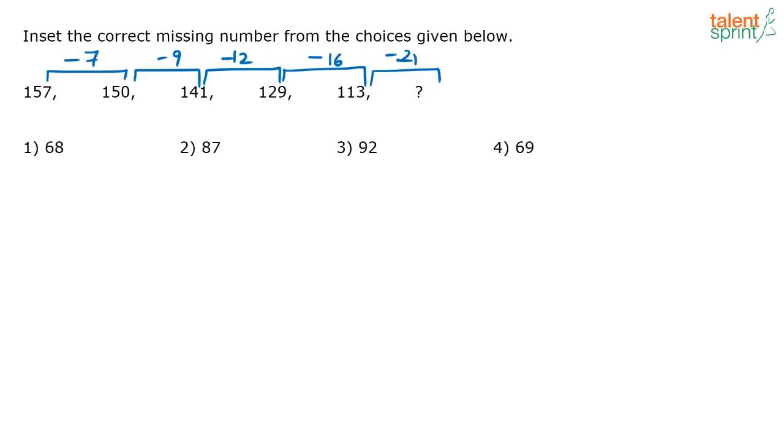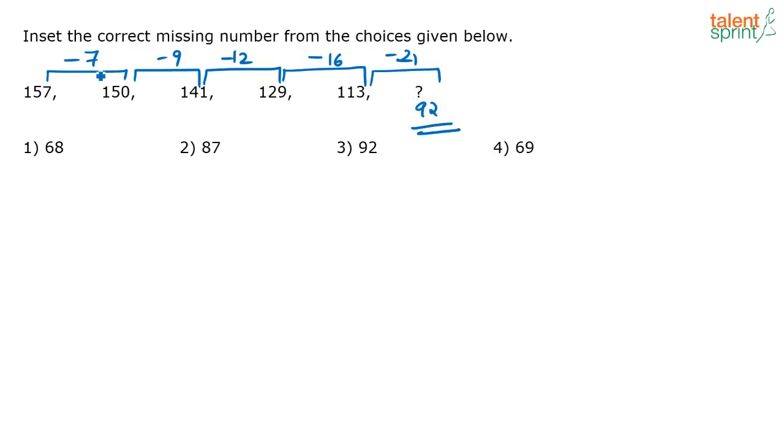See, what are we doing here? Minus 7, minus 9, right? 7 plus 2 is 9. 9 plus 3 is 12. 12 plus 4 is 16. 16 plus 5 is 21. Yeah? So, that's what they have done. So, what will come here? 113 minus 21 is equal to 92.